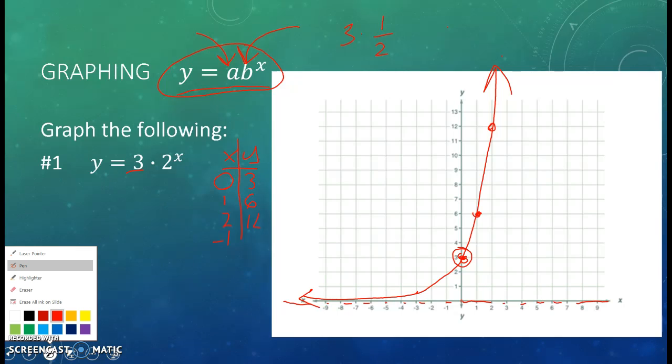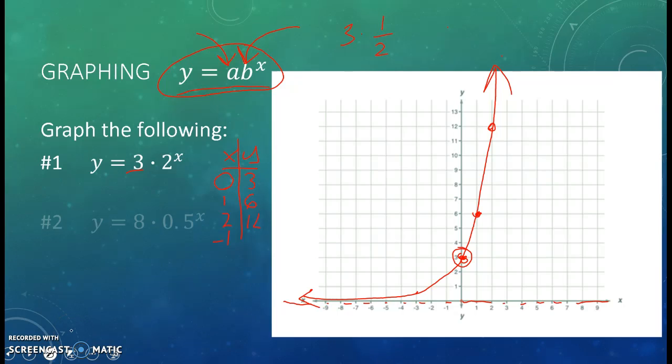Let's take a look at a different example. Let's take a look now at example number 2. You can tell by looking at this equation that it's not exponential growth, it's exponential decay, because the growth factor is less than 1. It does start at 8. I could make an x and y chart, and if x was 0, 0.5 to the 0 would be 1. 8 times 1 is 8. So this one's going to start at 8, which is right here.